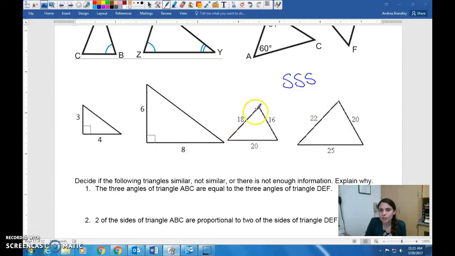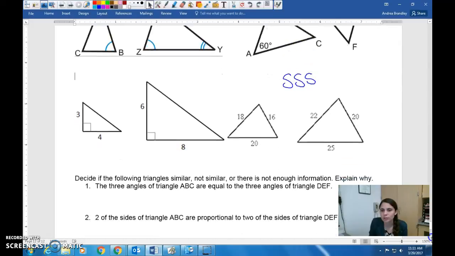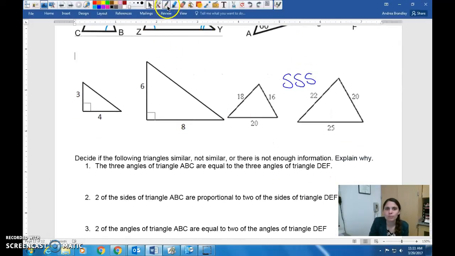So it looks like these are drawn sometimes, for example, when we looked at this first one up here, they're not drawn with the same orientation. Like this one is this one flipped on its side, but it doesn't look like that's the case here. It looks like they're drawn similarly. So I'm going to go ahead and assume that they are to try it. So I'm going to map my 18 to my 22. So 18 over 22, and then set that equal to 16 over 20 and 20 over 25. And this one is a little bit trickier to simplify.